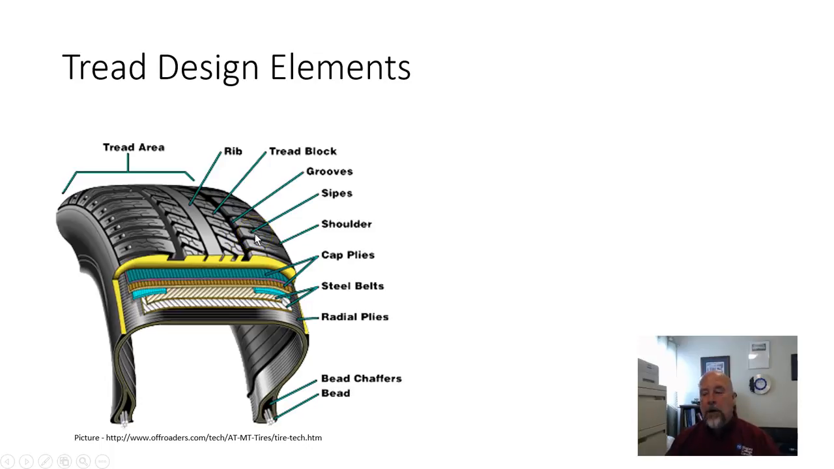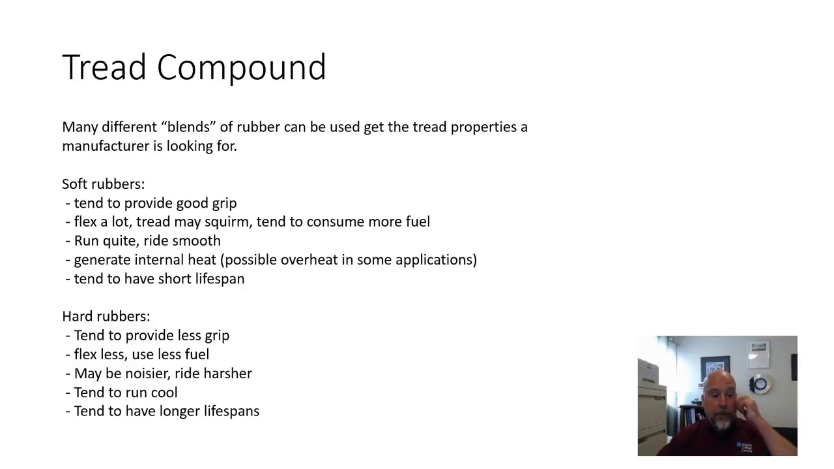And you have very small cuts in the tread, and those cuts are called sipes. They will allow the tread to actually open up and grab hold of the ground a little bit. Okay, and then we have all the construction stuff which you have seen previously in other lessons leading up to this. Okay, so tread compound.